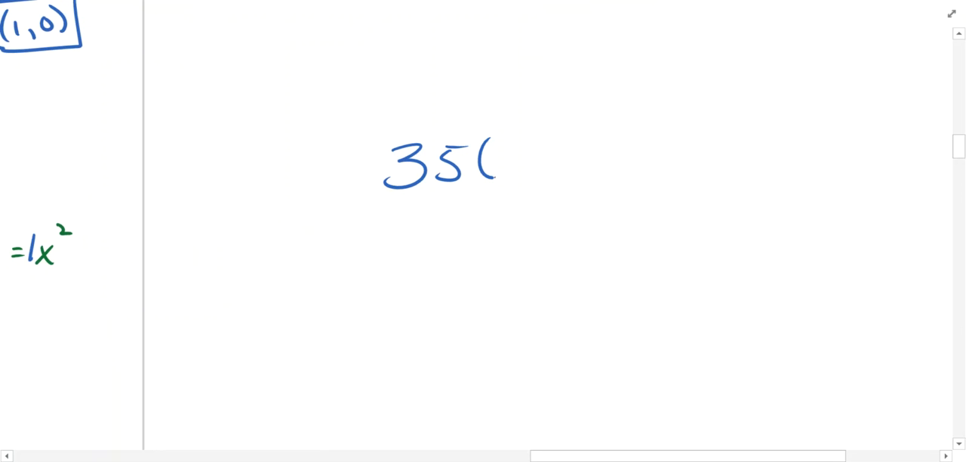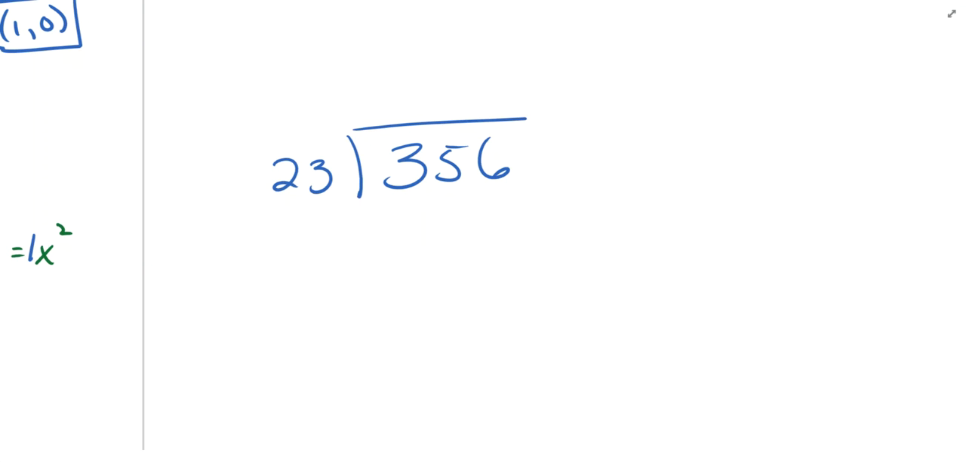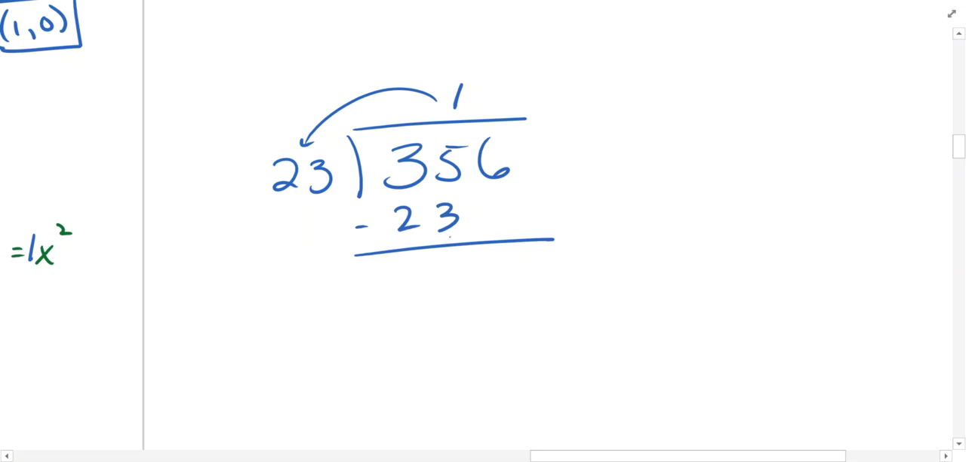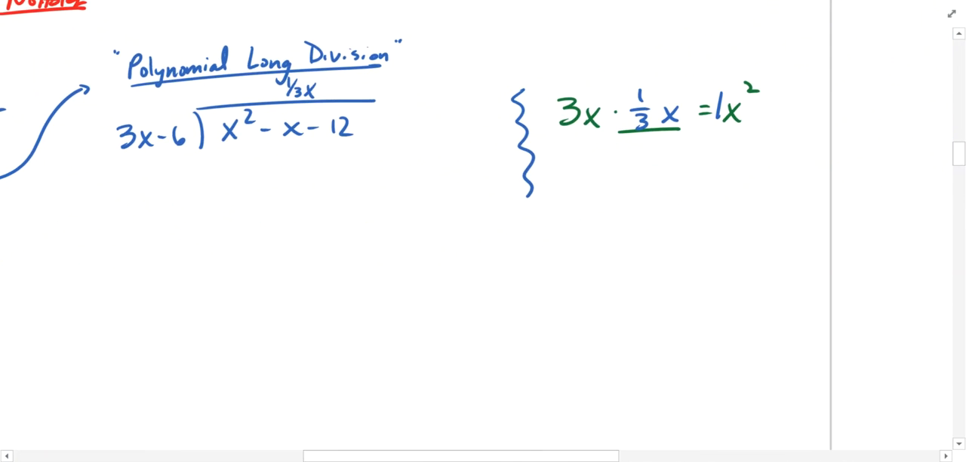If I had a number like 356 and I was told to divide it by 23, I don't guess how many times 23 goes into 356. Instead, what I might do is guess how many times does 20 go into 35. And in that case, I know that 20 goes into 35 one time. And so after I make my guess, I multiply this guess times our divisor here, and then we perform the long division process of subtracting, bringing down the remainder, and then repeating the process again. So that's essentially what we're doing with this long division.